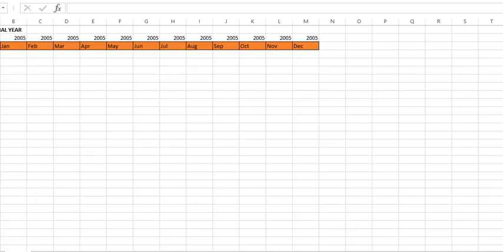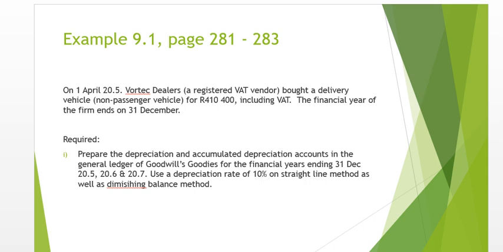In accounting, the most important thing is for you to always draw your timeline. It's said there that the financial year ends on the 31st of December, meaning it started on the 1st of January 2005. And what happened during the year? We bought a vehicle on the 1st of April 2005 for 410,400.